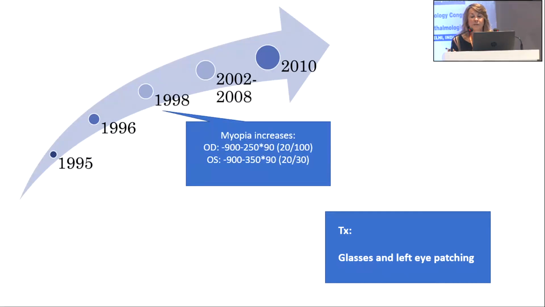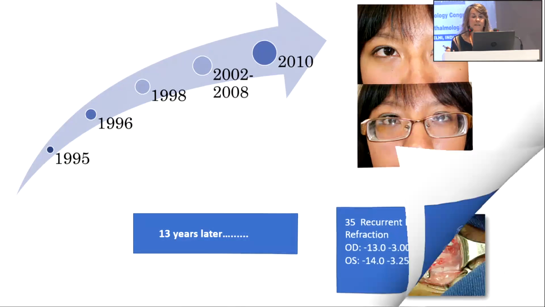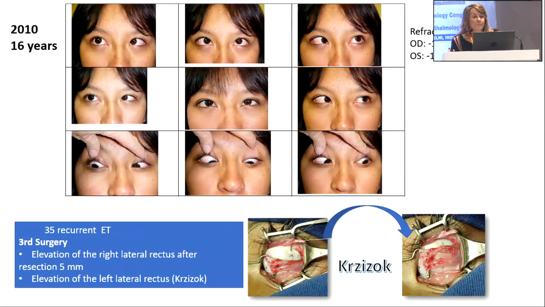She was not very compliant with the left eye patching, so she had an amblyopia in her right eye. And 13 years later, when she was 15, she comes back with a recurrent esotropia of 35 prism diopters. You can see that the myopia kept increasing. And I performed a third surgery. I didn't have images of this patient, but I could see during surgery that the lateral rectus was inferiorly displaced.